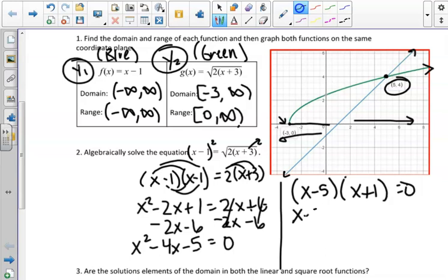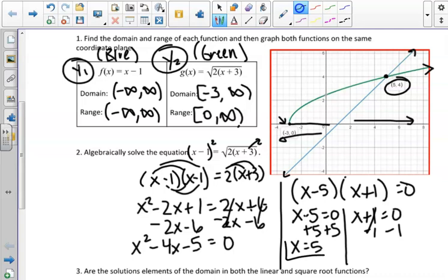Recall that we set our factors then equal to 0, and we solve. So our solutions here should be x equals 5 and x equals negative 1. Now remember, once you find x, especially if there is a radical involved, which in this case there is, we do need to plug our x values into the original functions, both functions, to see if they check.